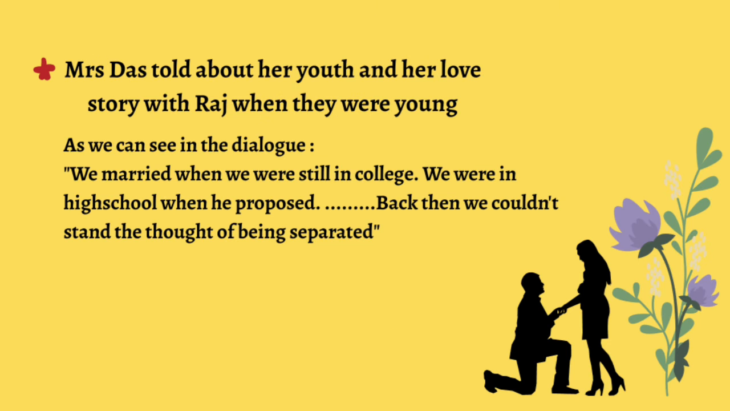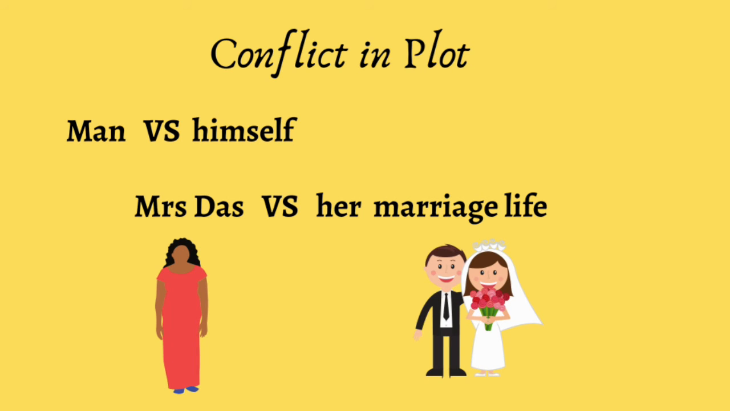Next is when Mrs. Das told about her youth and her love story with Raj when they were young. As we can see in the dialogue, we married when we were still in college. We were in high school when he proposed. We went to the same college, of course. Back then, we couldn't stand the thought of being separated. Not for a day, not for a minute. Next is the conflict in plot. The conflict here is man versus himself. It means Mrs. Das versus her married life.